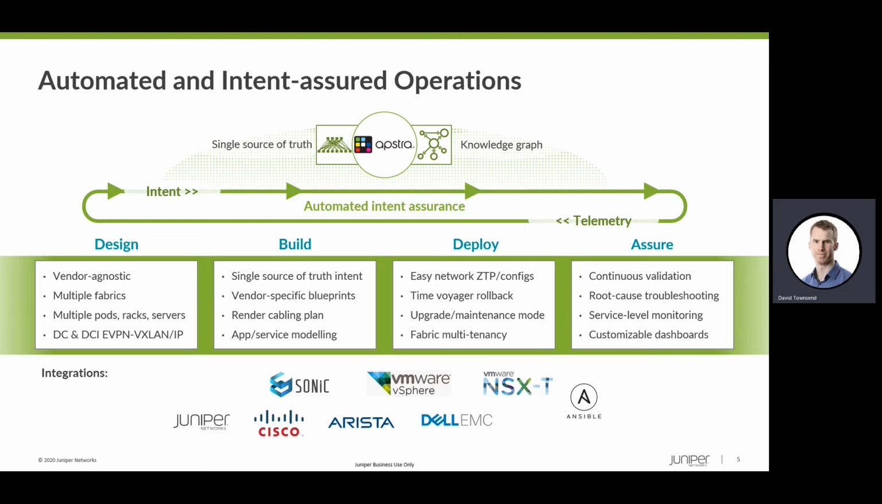There's time voyager rollback, so human error is still the number one fault on any network. If a fault occurs in terms of configuration on the network, you can roll back in time, as such, the configuration of the entire network to a more stable condition and environment, and ensure we're providing day 2 plus operations, identifying root causes, providing continuous evaluation, and much more.